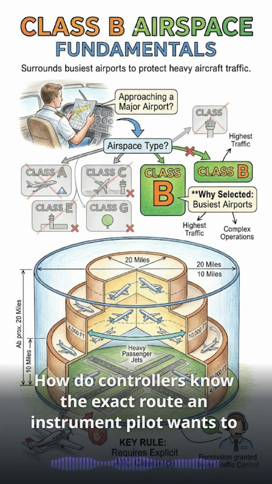70. How do controllers know the exact route an instrument pilot wants to fly across the country?